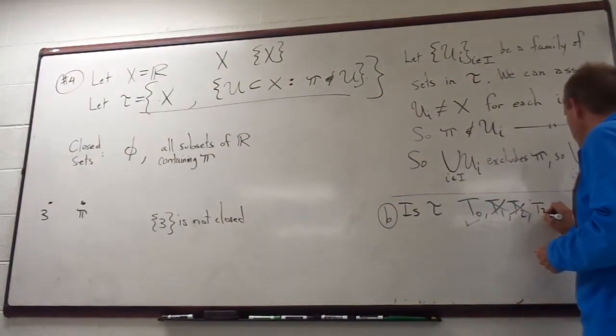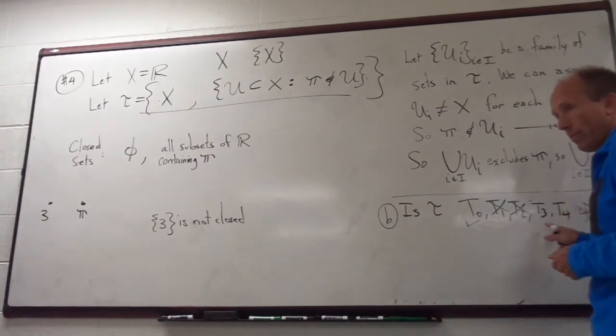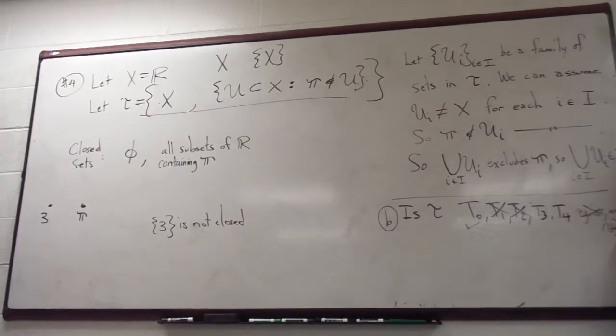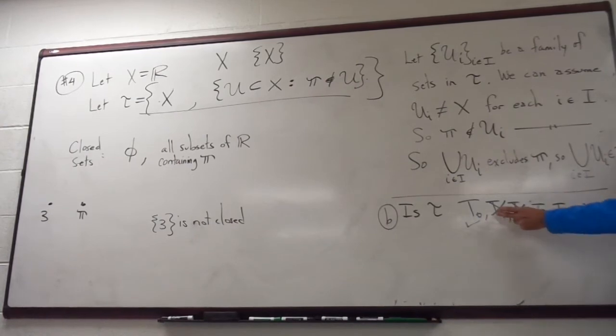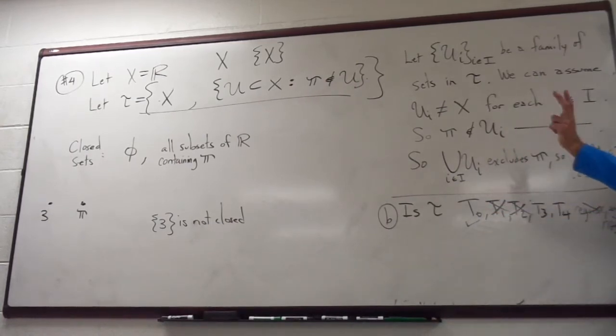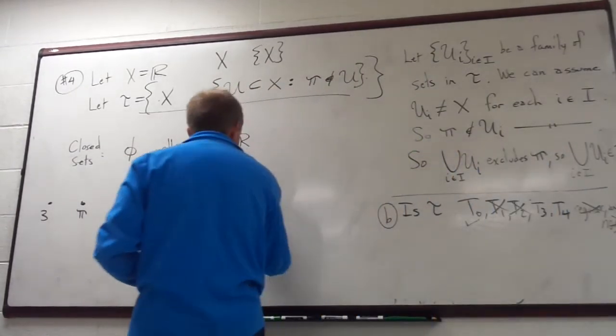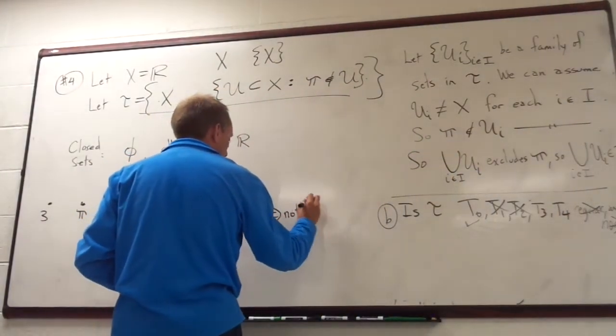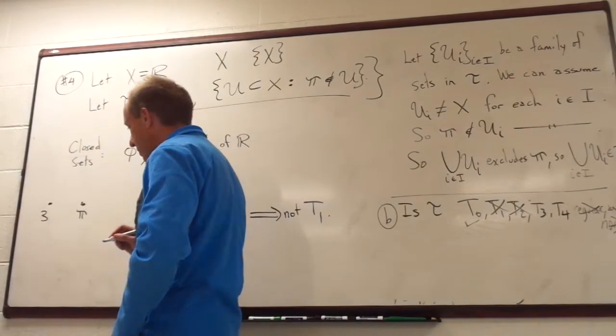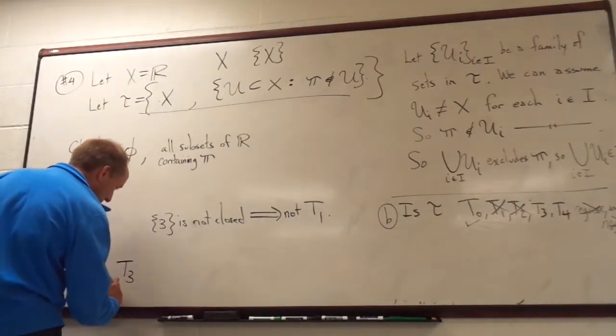So T3 and T4 both we should leave. Definitely not regular and normal, because regular is T3 plus T1, and we know T1 is not true. So this implies not T1. Okay, so let's remember the definition of T3. I'm going to actually write it down here.